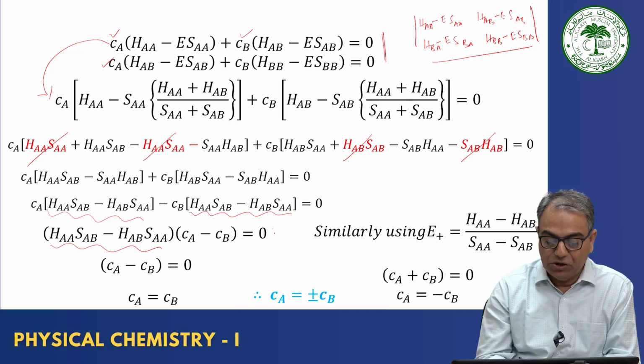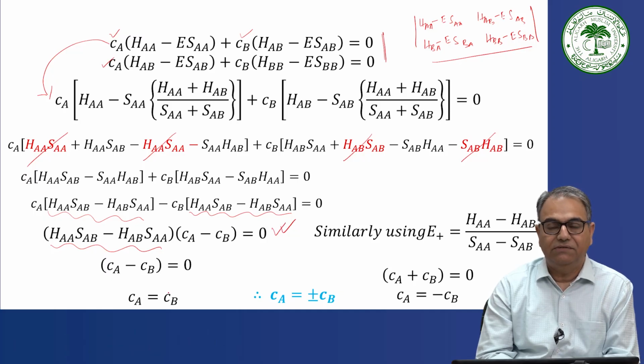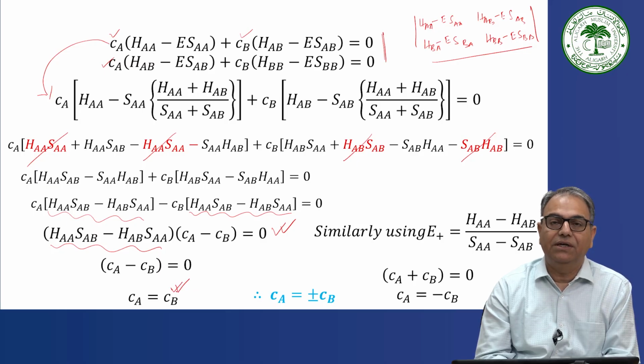And for this equation to be valid, Ca minus Cb should be equal to 0. And if that is so, then Ca is equal to Cb. It's very simple. So what does it tell you? It tells you that contribution of both the eigenfunction A and B is same. Okay. Contribution of both the eigenfunction is same, equal.